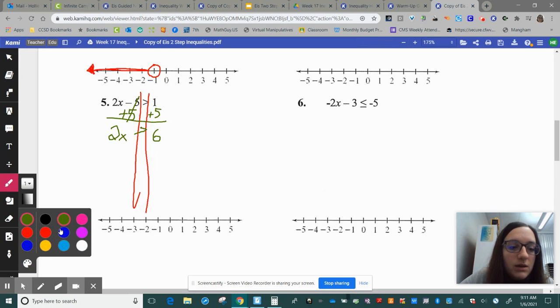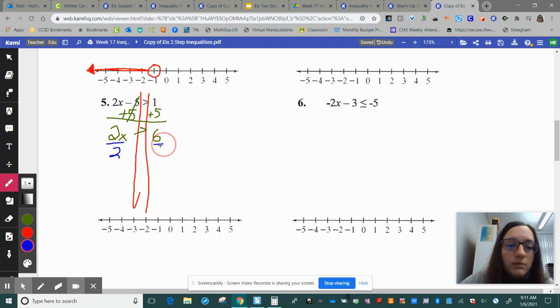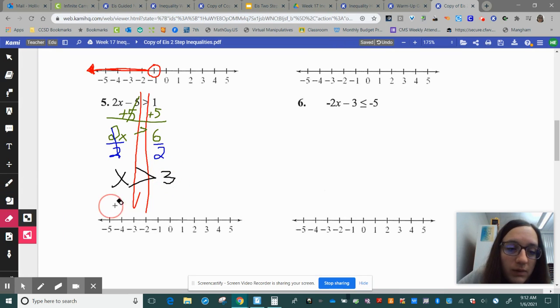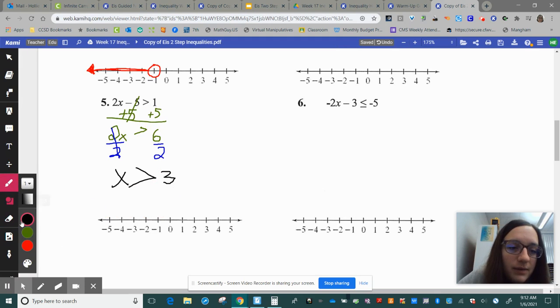All right, from here, to get rid of that 2, we can divide both sides by 2 because that 2 is being multiplied by x, so the inverse operation is division. 2 divided by 2 is 1x, greater than, we just divided by a positive, that's fine. 6 divided by 2 is 3. So it's only if you multiply or divide by a negative.